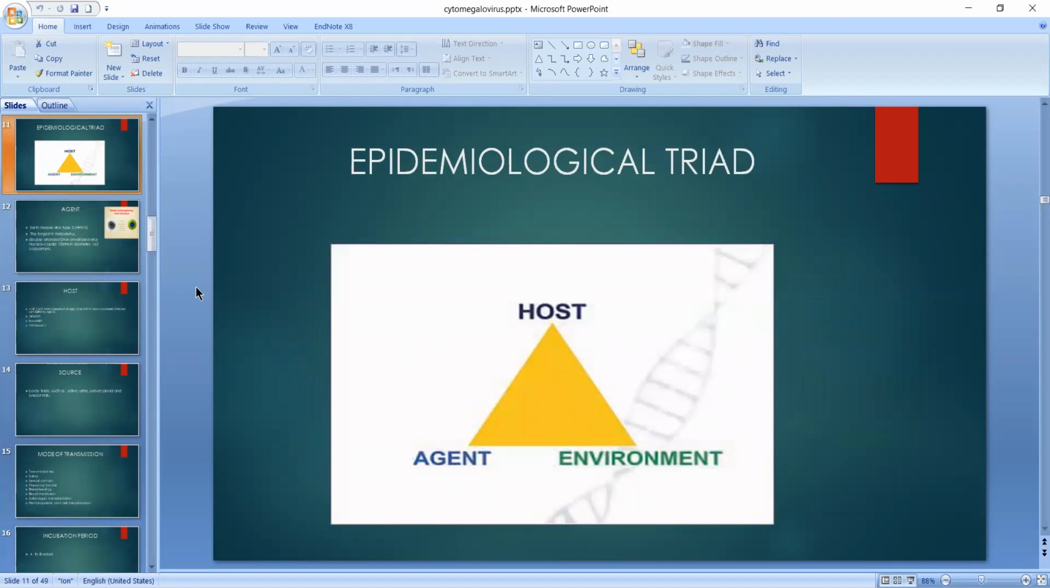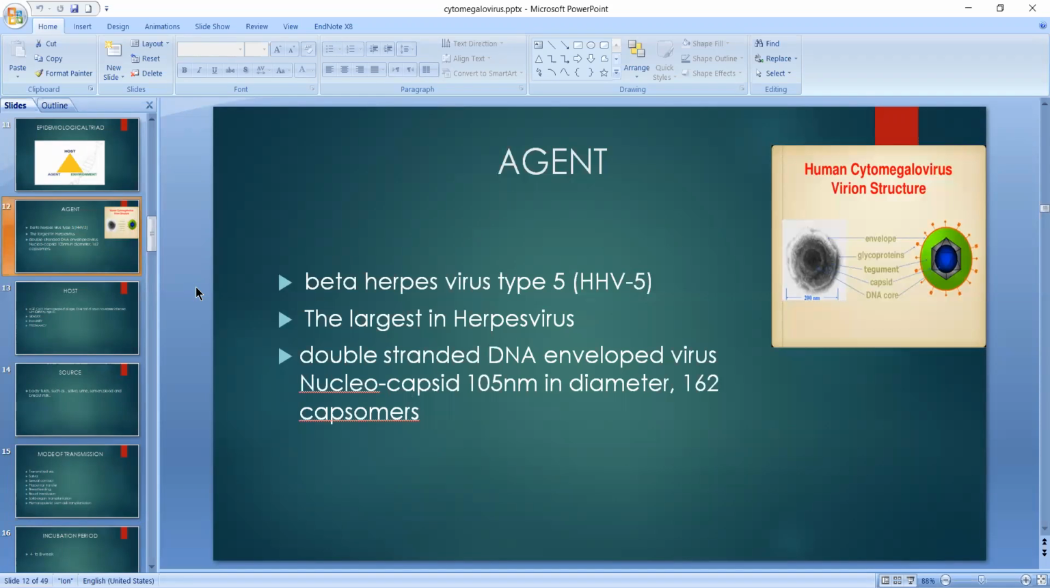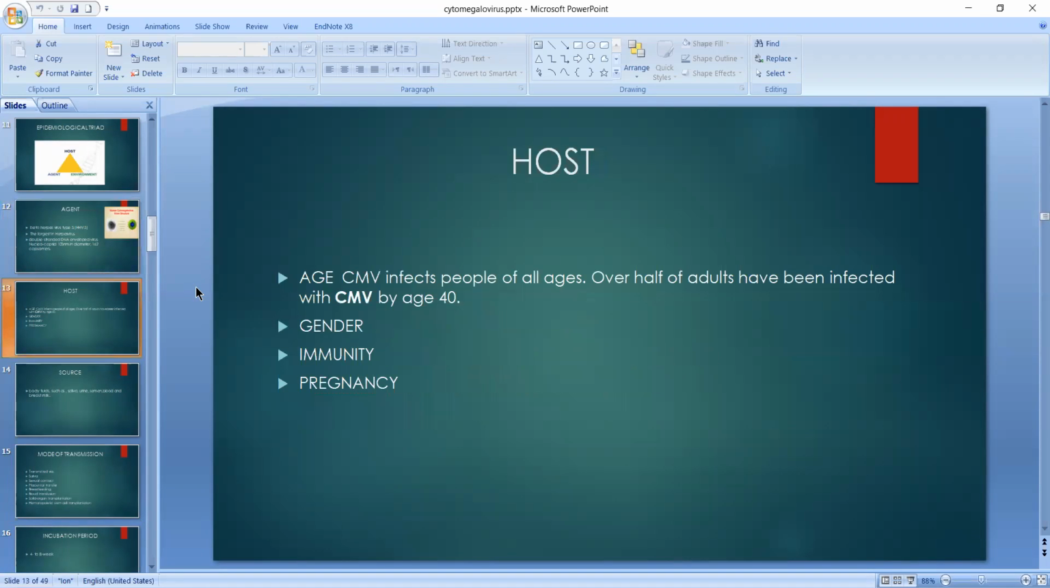Now, we discuss the epidemiological triad, which consists of 3 components: host, agent, and environment. Agent. Cytomegalovirus basically belongs to beta herpes virus type 5. The largest of the herpes viruses, it is a double stranded DNA enveloped virus. Nucleocapsid is 105 nanometers in diameter with 162 capsomeres.